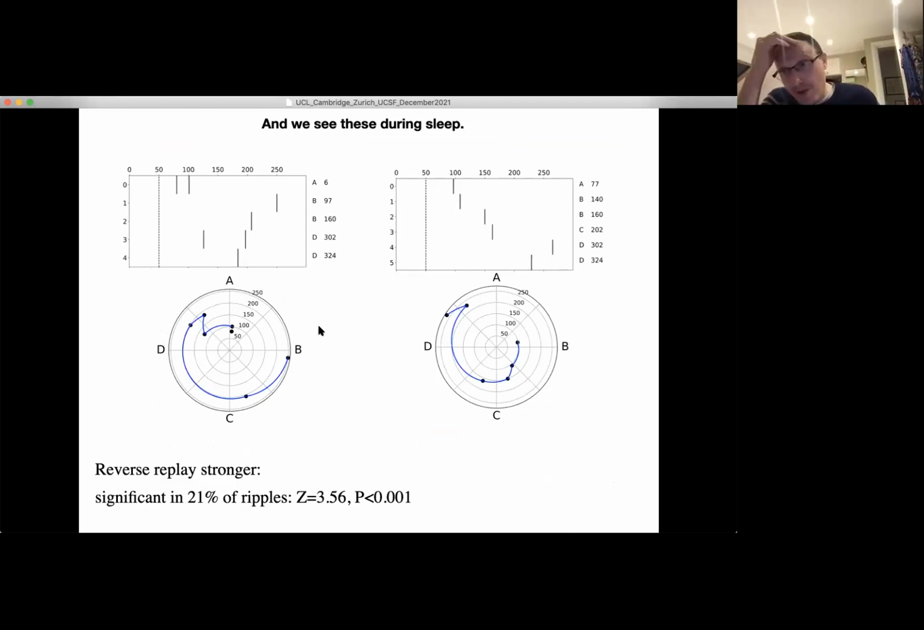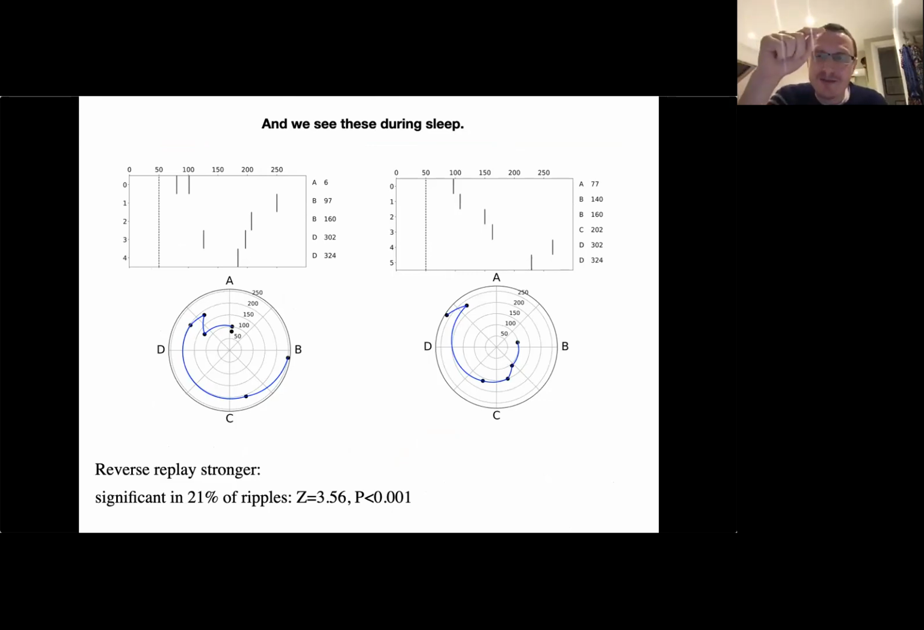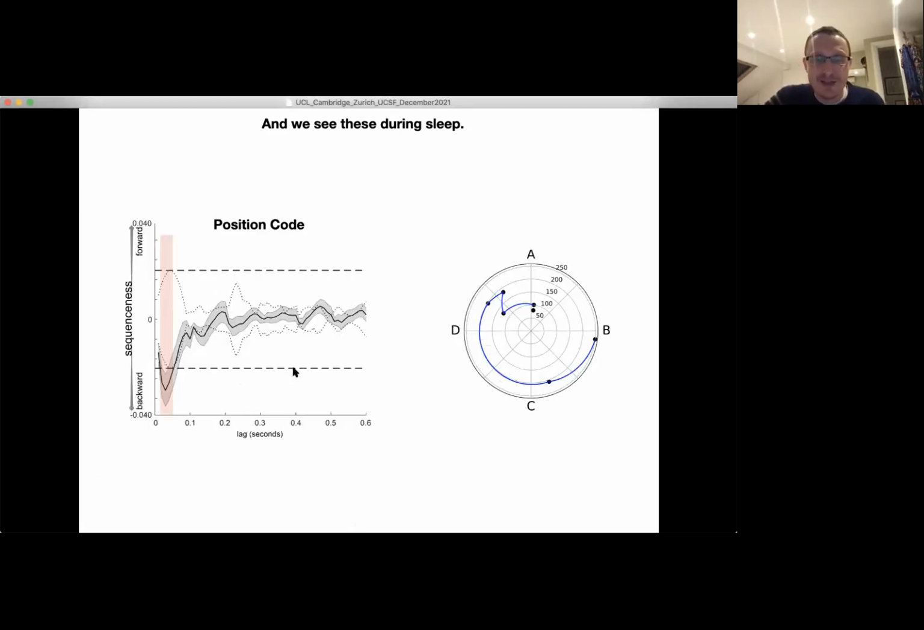And then if you look in sleep, just between the 2 tasks, between the task before and the task they're about to do, when the rewards change, you see these kind of things. These are during sharp wave ripples. And you see, this is a replay that goes A, D, C, B. This is a reverse replay. This is a forward one. It goes B, C, D. These ones are actually quite hard to find. There are loads of these reverse ones. 21% of ripples have them, and they're highly significant. This is a reverse replay of the coordinate space, actually just like that thing I showed you before.